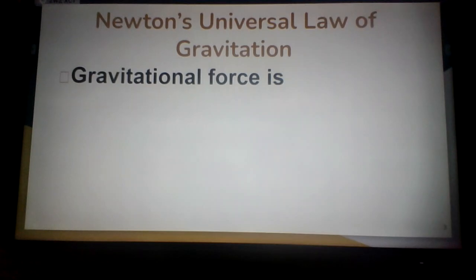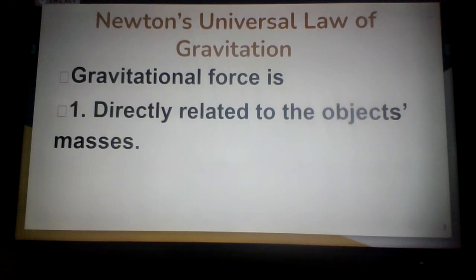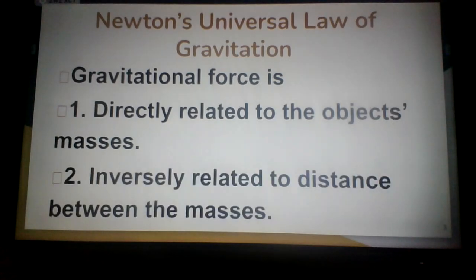Here is the universal law of gravitation in word form. Gravitational force is directly related to the object's masses. Larger masses have larger gravitational pull on the other objects. And that'll make sense when you see and understand the formula. Mathematically, that means we will multiply the two masses. Inversely related to the distance between the masses.